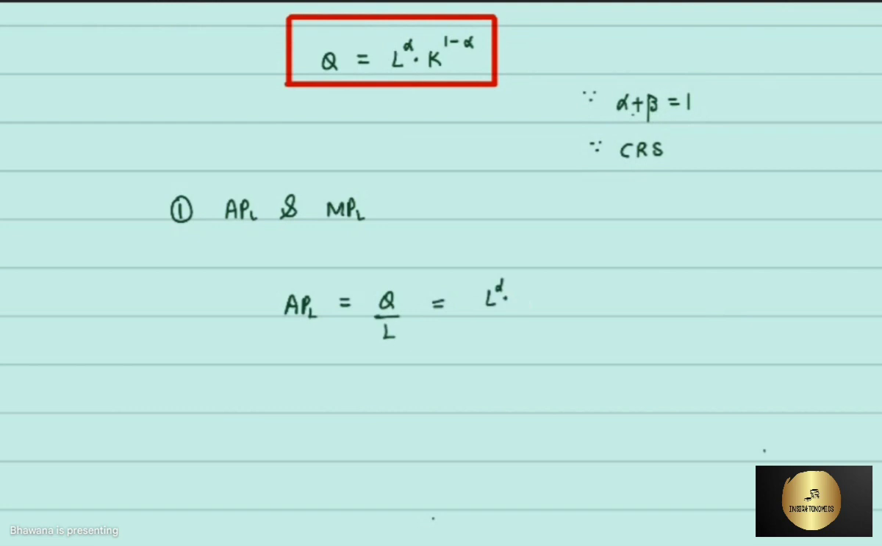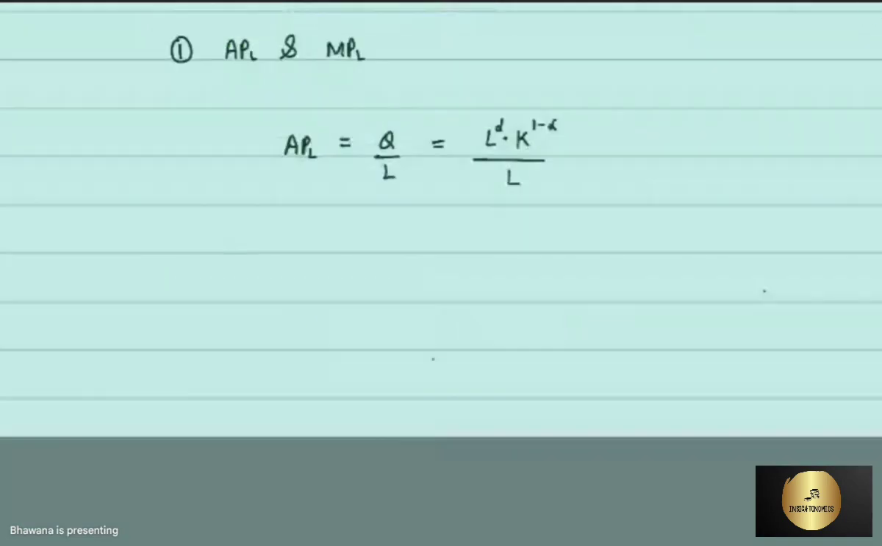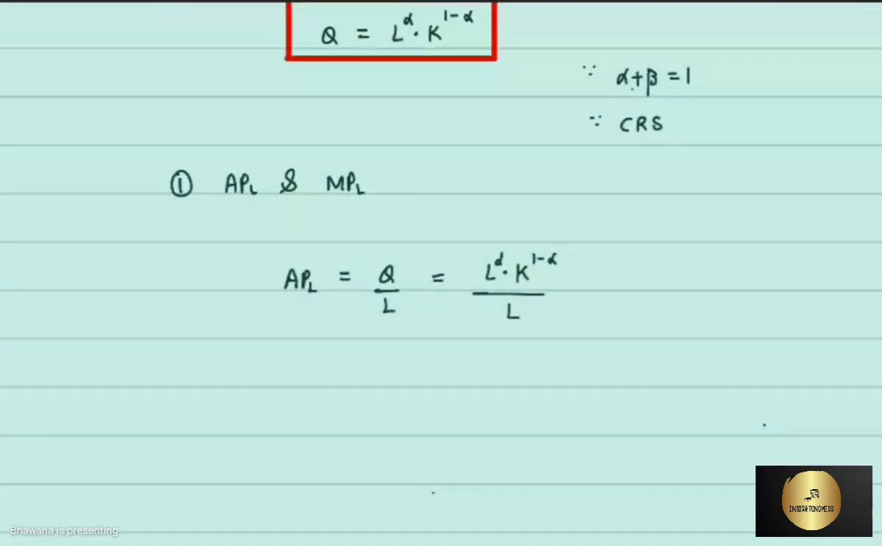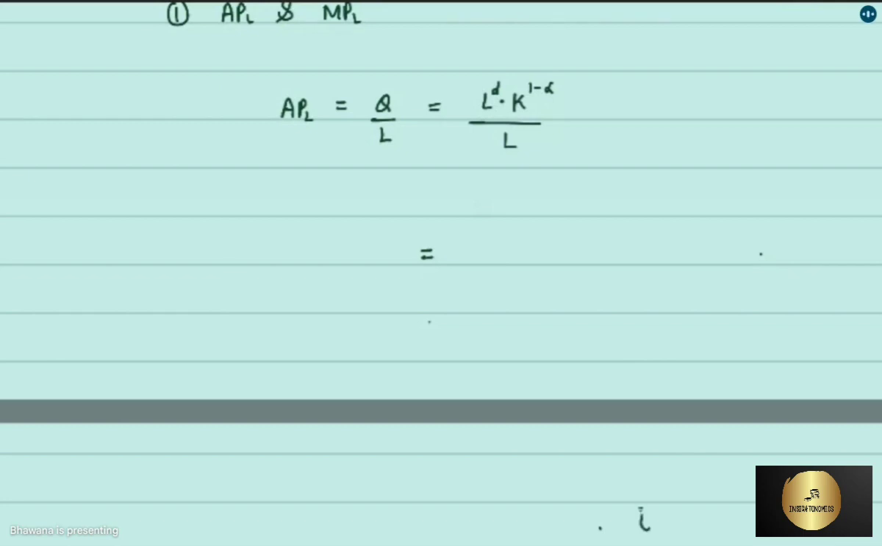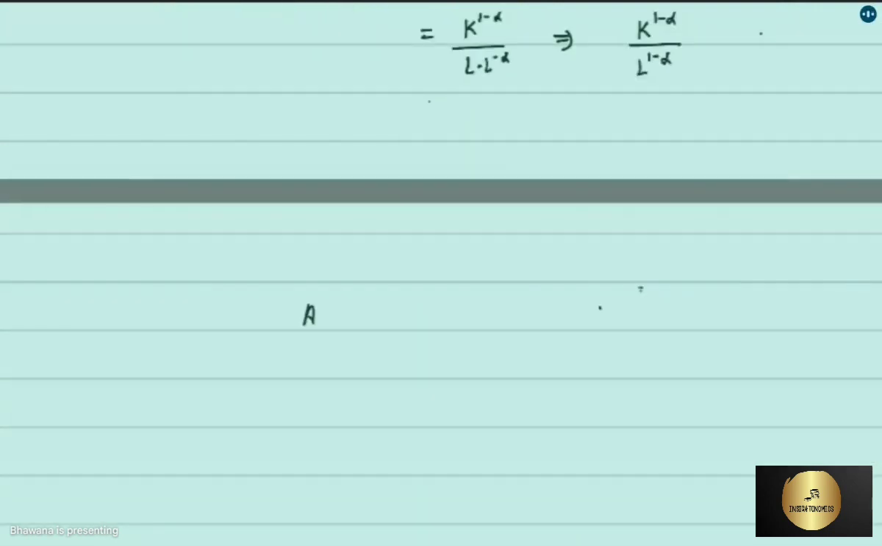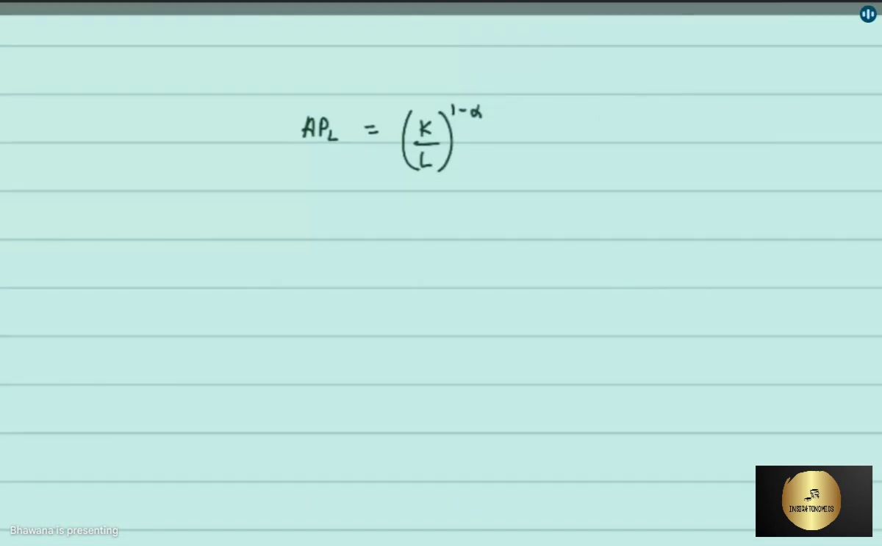Q is L^alpha K^(1 minus alpha) divided by L. Okay, so you can write it like this. Sorry. Alpha you will take down, so you will get K^(1 minus alpha) L^(minus alpha). You can write it like this: K^(1 minus alpha) L^(1 minus alpha) in the denominator. So you can write APL equals (K by L)^(1 minus alpha). So you got the expression for APL, average product of labor.